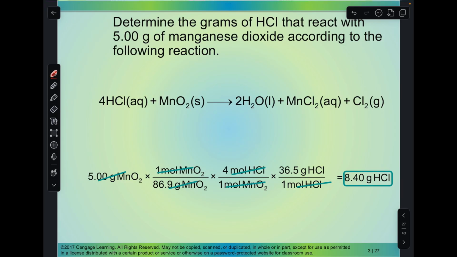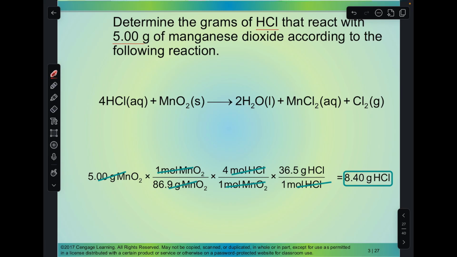Okay, so let's try a different one. And since the answer is there, I will help you out with this. So we need to know how much hydrochloric acid is going to react with 5 grams of manganese dioxide. So this is for the complete reaction. And so this is something that chemists do quite a bit, is determine how much they need, because they need to know how much you're going to put into a reaction.